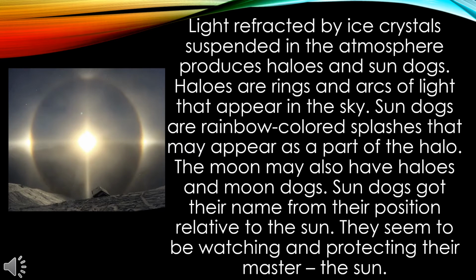The moon may also have halos and moondogs. Sundogs got their name from their position relative to the sun. They seem to be watching and protecting their master, which is the sun.